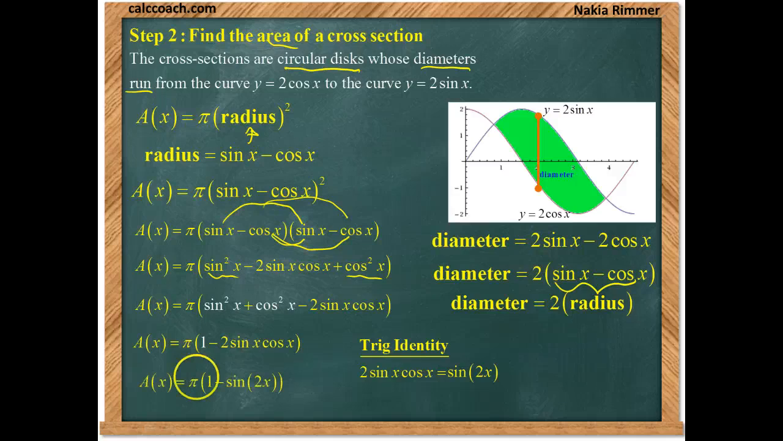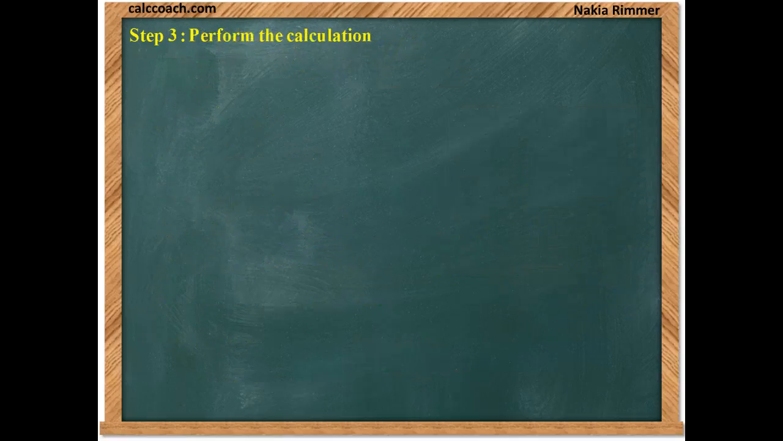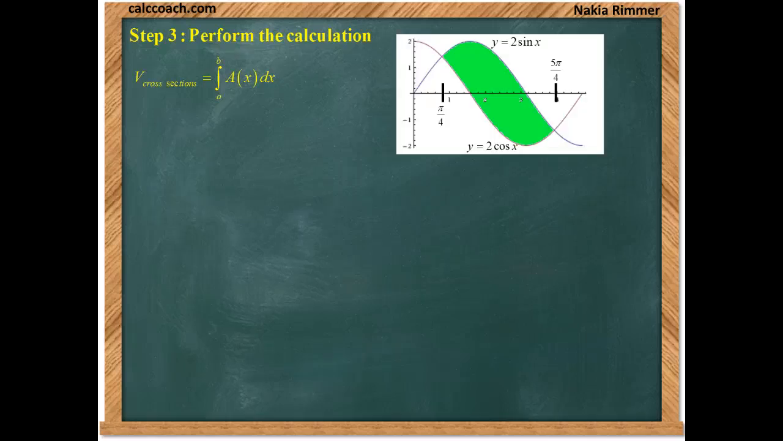So we have the formula for the area of a cross section. You give me an x, I plug into this formula, and it'll spit out the area of that circular disc that shoots out of the screen. So the last step in the process is to perform the calculation. When you're doing the volume by cross sections, the way you find the volume is to integrate from some starting point A to some ending point B, that cross-sectional area formula.